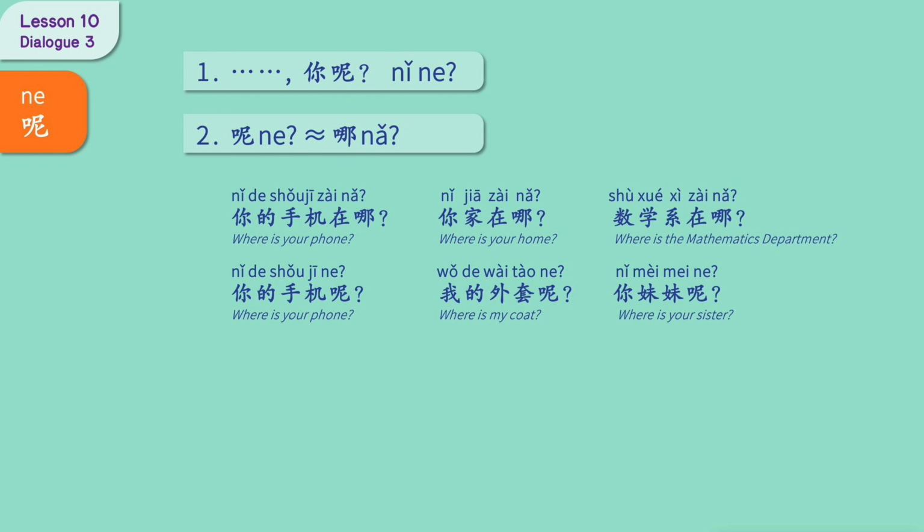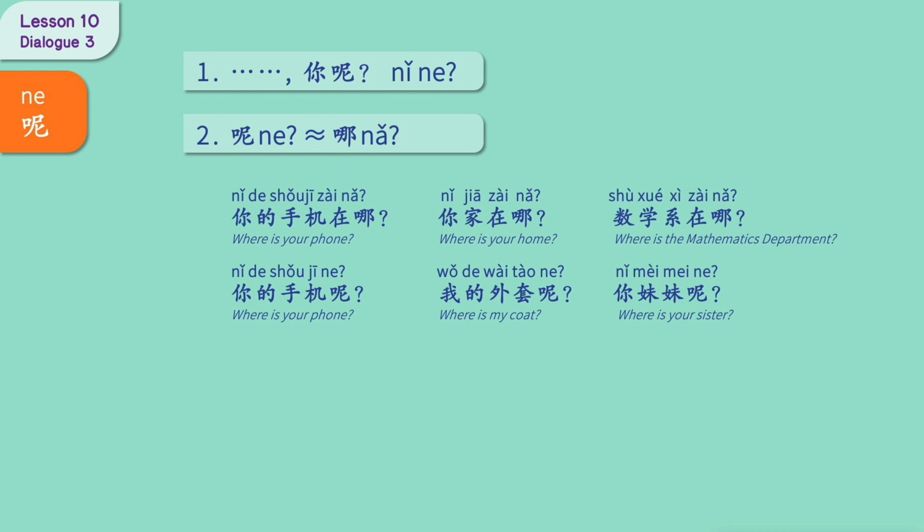Examples. 你的手机在哪儿? Which means I really don't know where your phone is. 你家在哪儿? Maybe it's the first time for me to go to your home. 数学系在哪儿? You can notice when I say 哪儿, I generally add 儿 at the end because I have a northern accent. But if you find it hard to pronounce, you don't have to say it. You can say 哪, that's alright.